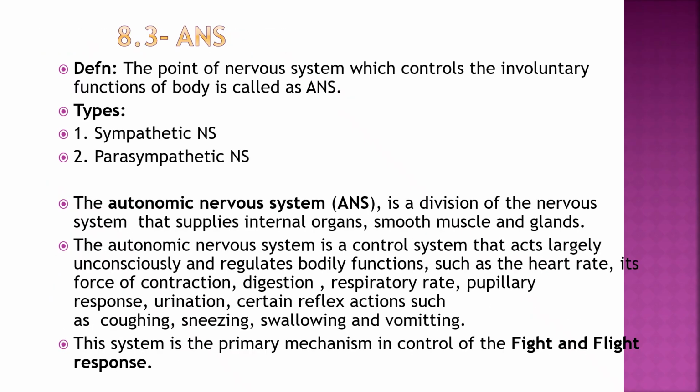ANS, that is the autonomic nervous system. It controls the involuntary functions of the body, and its types are the sympathetic nervous system and the parasympathetic nervous system. The autonomic nervous system is a division of the nervous system that supplies internal organs, smooth muscles and glands. It is a control system that acts largely unconsciously and regulates body functions like heart rate, force of contraction, digestion, respiration, pupillary response, urination, and certain reflex actions such as coughing, sneezing, swallowing, vomiting, hiccups. This system is the primary mechanism in control of the fight or flight response.